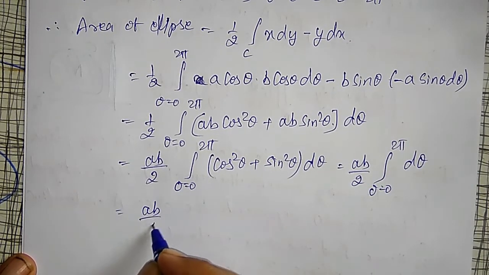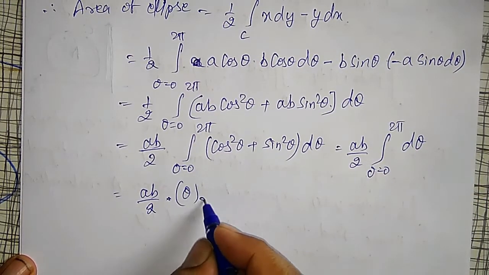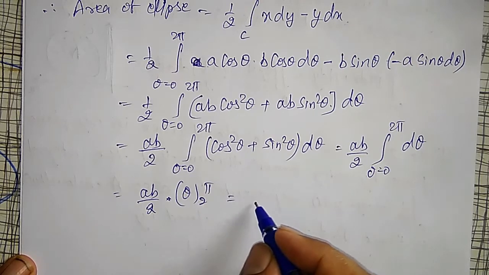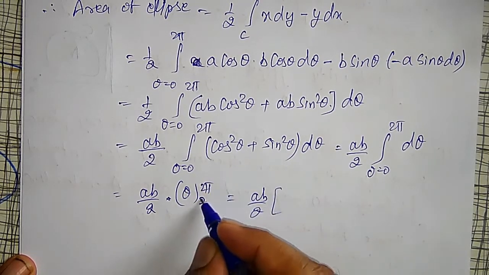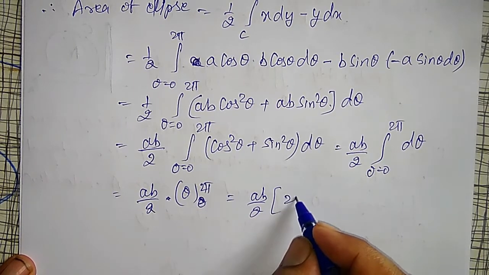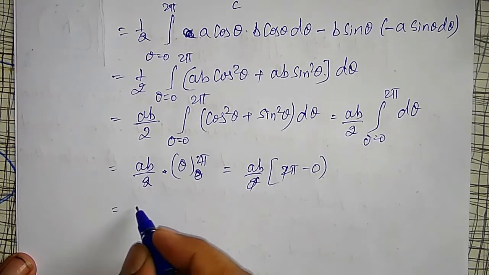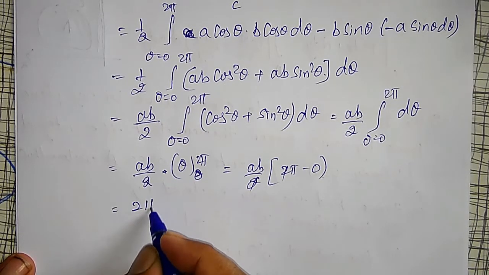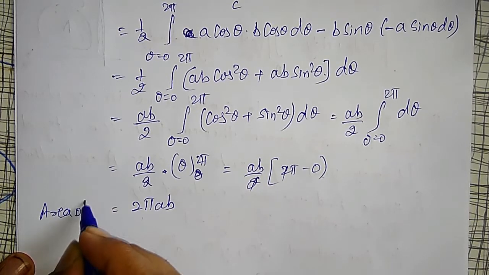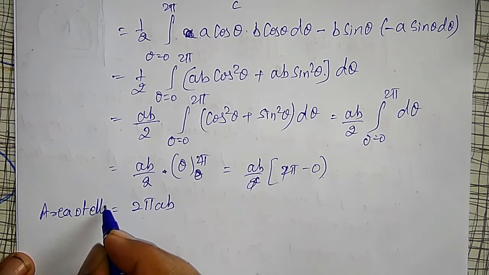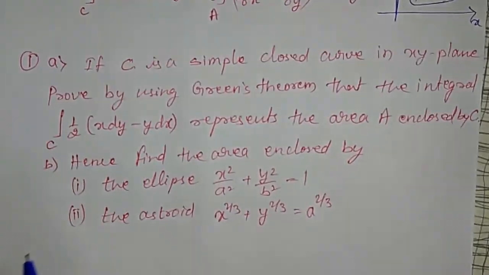Therefore, ab divided by 2 into integration of 1 theta is theta between the limits 2 pi, which is equal to ab divided by 2 upper limit minus lower limit, that is 2 pi minus 0. This 2 cancels. Therefore, area of ellipse equal to pi into ab. Area of ellipse is equal to this one. Like that.